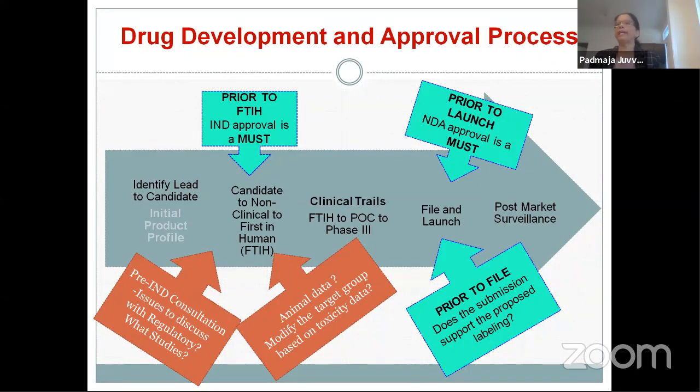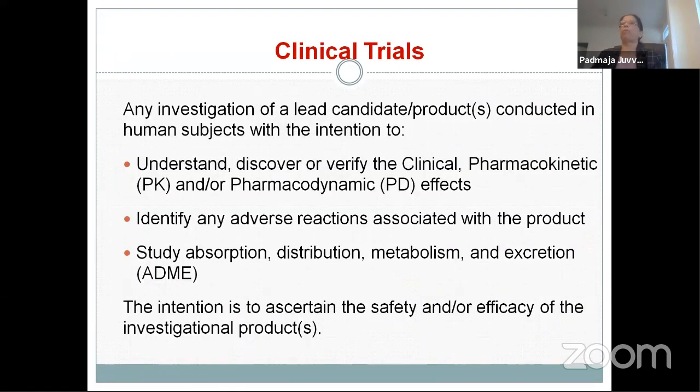So then I'll go to the next slide where we talk about what the clinical trials are. It's basically the lead candidate, which we have identified during the synthesis and put through the non-clinical study. And now we are ready to put it into humans. So why do we have to do that?